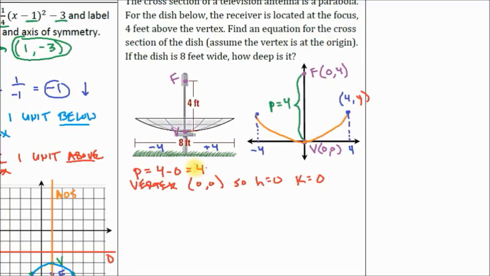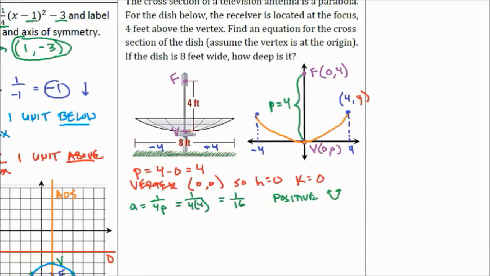Let's find out what our a value is. If we know what p is, we can find a. a is equal to 1 over 4p, which is equal to 1 over 4 times 4, which is equal to 1/16. And this makes sense. It's positive, because we know this parabola faces up. So we've got our a value.